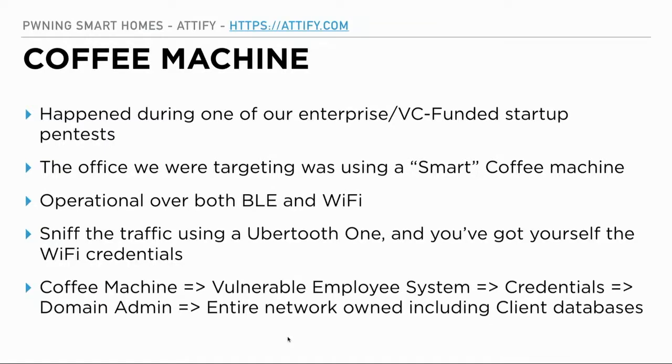The typical smart home device has both Wi-Fi and BLE so that you can operate them over Wi-Fi as well as over Bluetooth. And you have two really good attack vectors. So sniff the credentials using Ubertooth, get the Wi-Fi credentials, and end up being on that particular Wi-Fi.